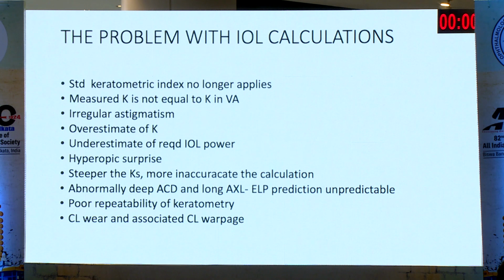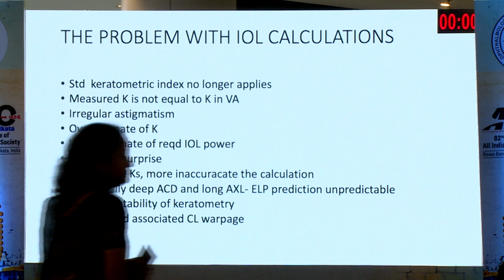Now, what is the problem with IOL power calculations? The normal biometric assumptions do not apply in patients who have keratoconus, because the relationship of the anterior and the posterior corneal surface is lost. You have an abnormally deep anterior chamber. You have a long axial length. So as it is, the intraocular lens power calculation is erring on the side of hyperopia. So you aim for myopia so that the patient ends up emmetropic post-operatively.